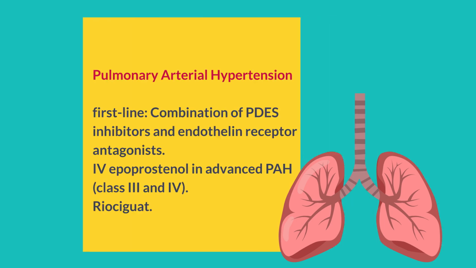3. Pulmonary arterial hypertension. Combination of phosphodiesterase inhibitors and endothelin receptor antagonists should be considered as first-line treatment. Intravenous epoprostenol should be considered for the treatment of systemic sclerosis patients with advanced PAH, class 3 and 4. Riociguat can be considered for treatment.